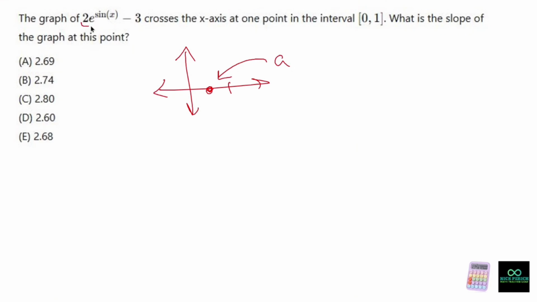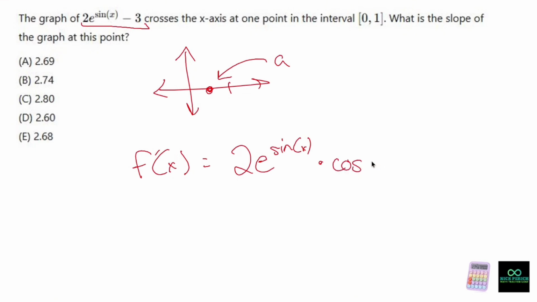That requires the derivative. So the derivative of 2e to the sine x minus 3 is going to involve the chain rule. So f prime of x is going to equal 2 is still 2, e is still e. Keep the inside first off, and multiply everything by the derivative of the inside, which is cosine. So I have cos x. Then minus 3 is minus 3. So what I'm going to do is I'm going to find out where this guy crosses the x-axis.